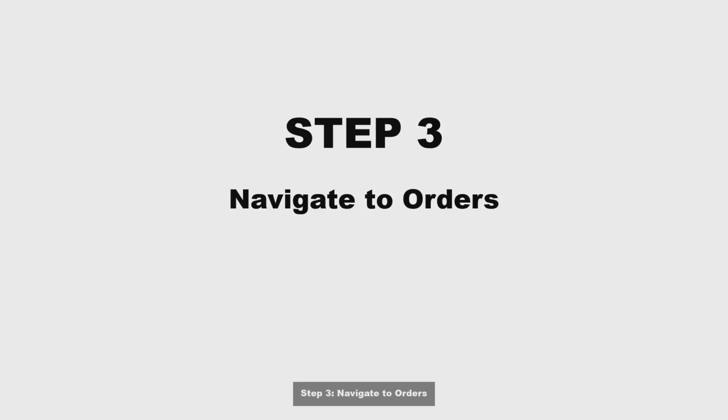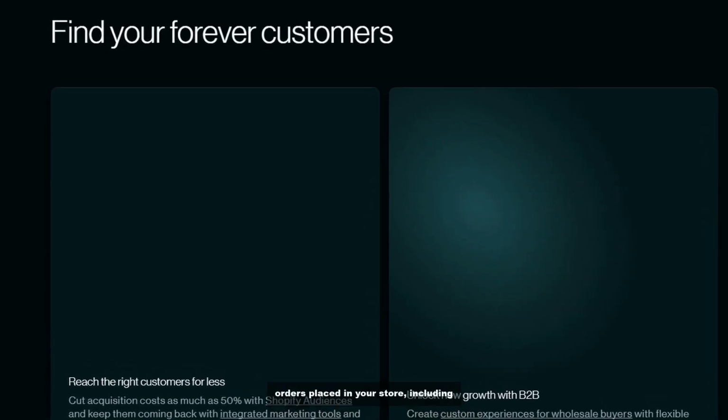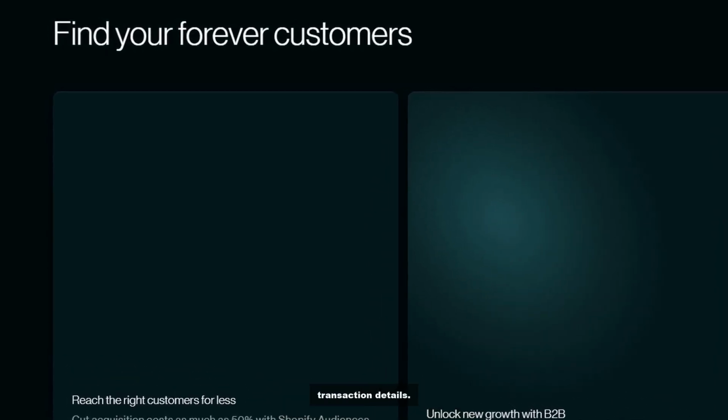Step 3. Navigate to orders. On the left-hand side menu, click on Orders. This section contains all the orders placed in your store, including transaction details.